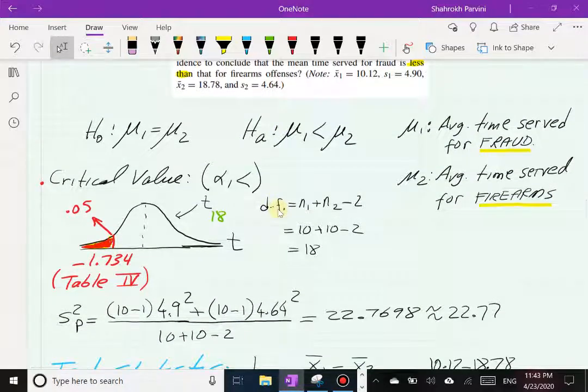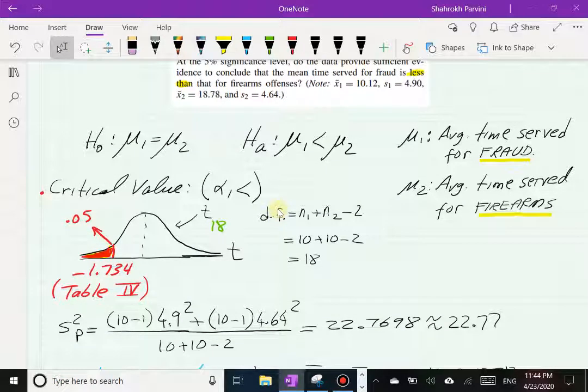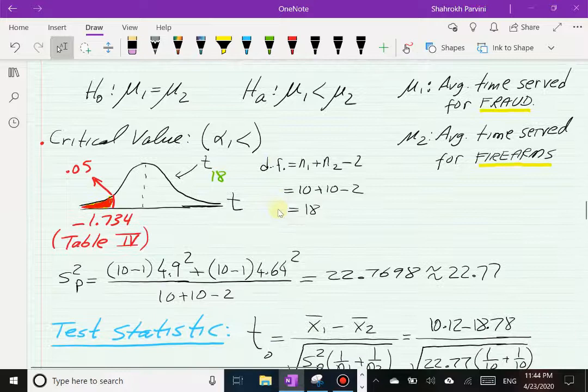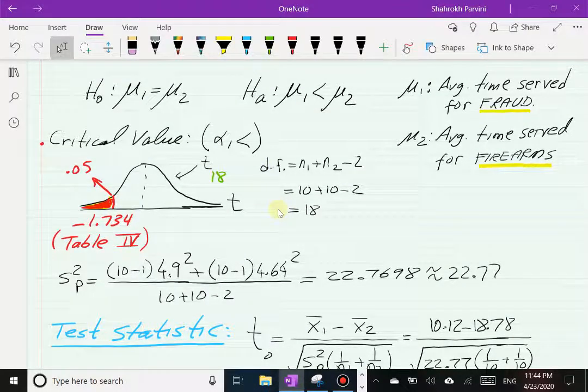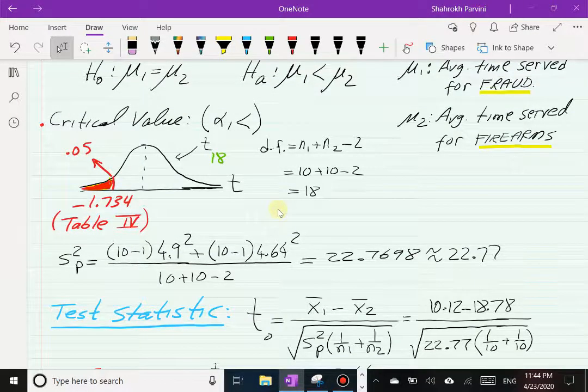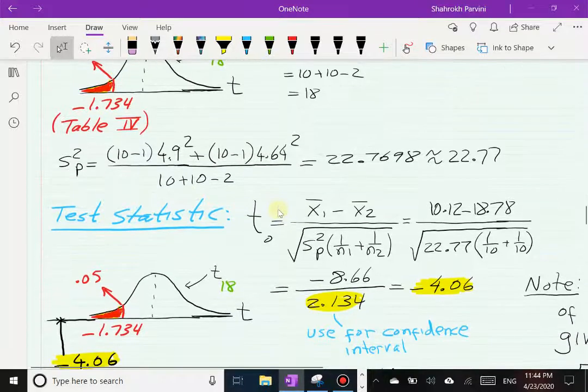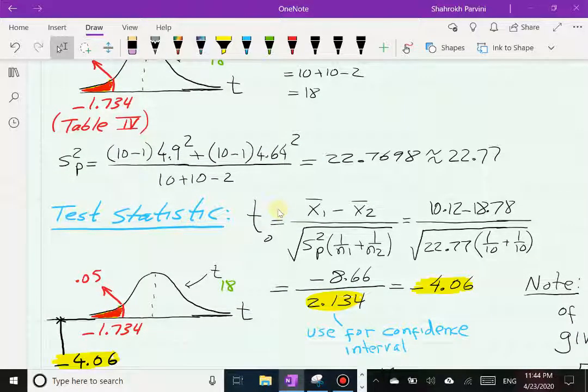So I calculate the pooled variance like we did twice before. The pooled variance is about 22.77. Now, the square root of that, by the way, will be a point estimate of that unknown but equal standard deviation that we started the section on. Our test statistic is going to be the formula we had above. So I worked out this test statistic and I got negative 4.06. The denominator is actually 2.134. We're going to use that later for the confidence interval.